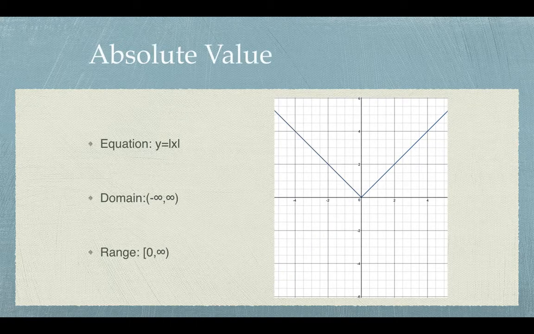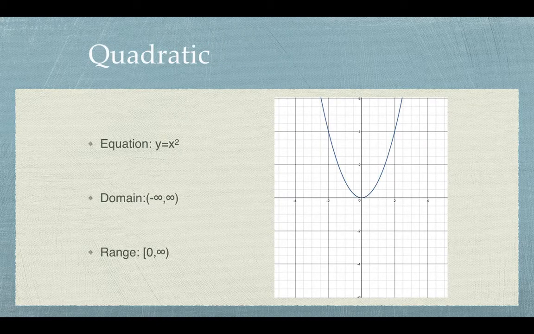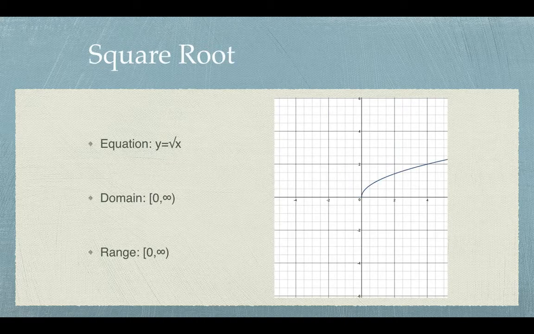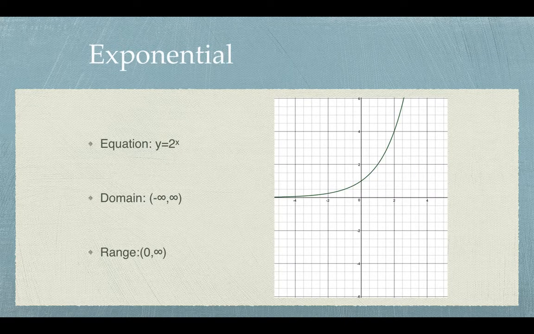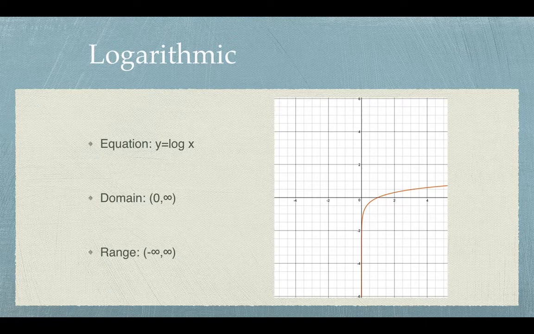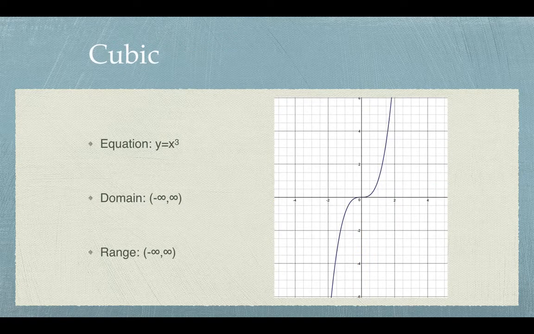Then we have absolute value. It looks like a V, and the equation is y = the absolute value of x. Next we have quadratic, y = x squared, and it looks like a U. And those are the ones we talk about this semester. Now we also have square root, exponential, and logarithmic, as well as reciprocal and cubic that we're going to talk about next semester.